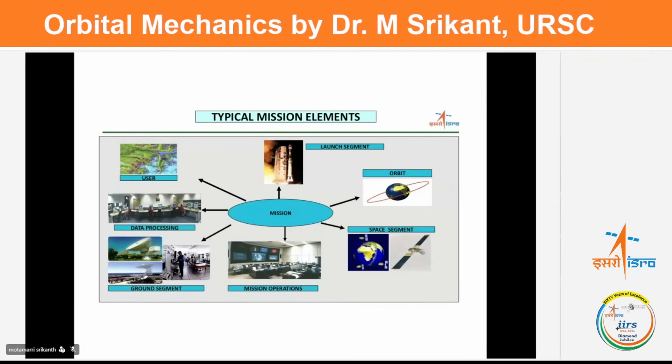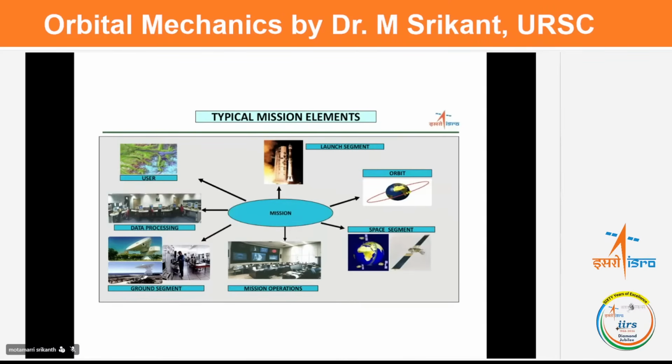Coming to the typical mission elements, where does it start? As I told you, initially the objective is defined, then realization, testing, and implementation are all done on the ground. Then the launch happens. After launch, we get the satellite into orbit. Then we do the space segment definition, what was defined on the ground before launch. Then we do the mission operations.